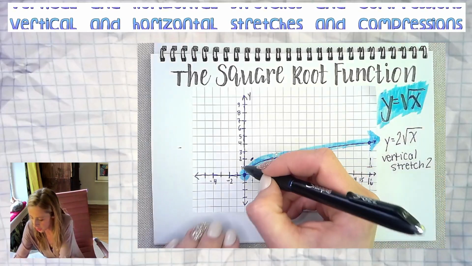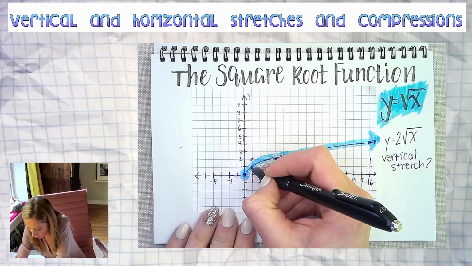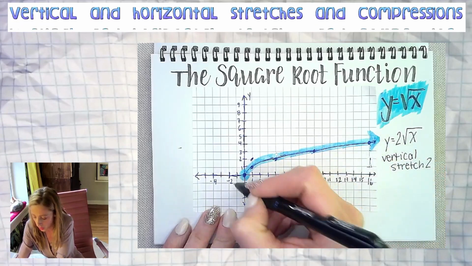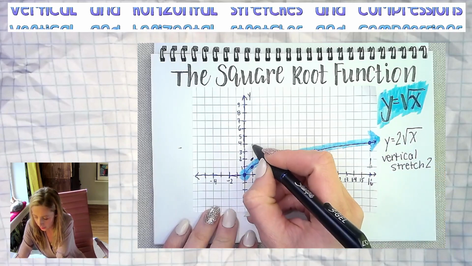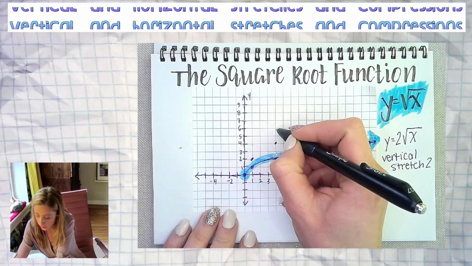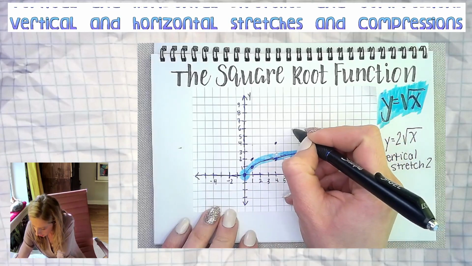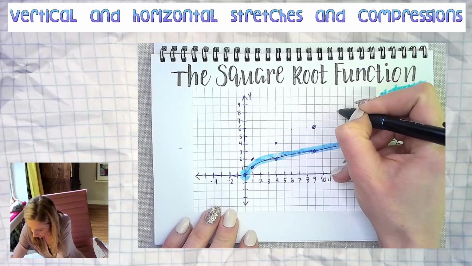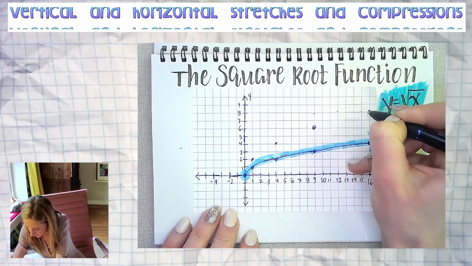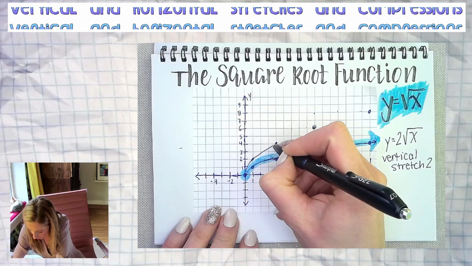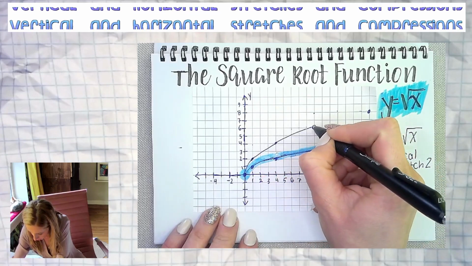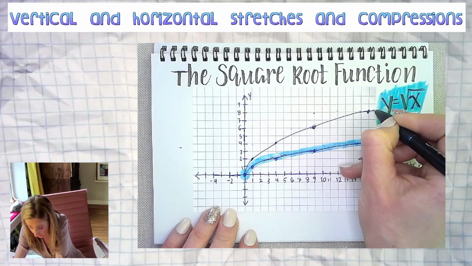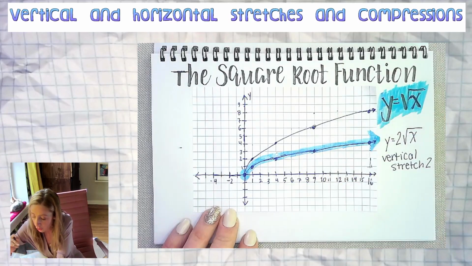So it's a vertical stretch of 2. So instead of up 1 over 1, up 1 over 3, up 1 over 5, up 1 over 7, we're going to go up 2 over 1, up 2 over 3, up 2 over 5, up 2 over 7. So every up, we double. It's twice as high. And that is what a vertical stretch is, because it literally means you stretch only vertically.